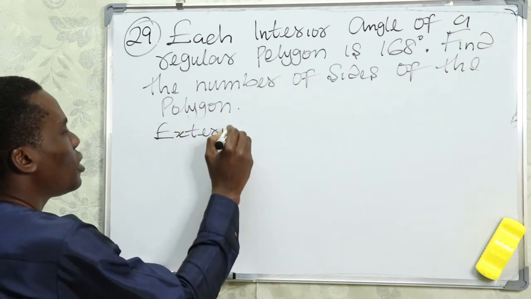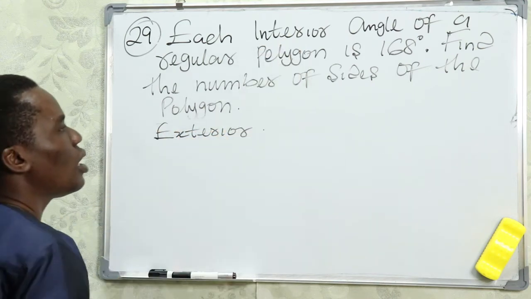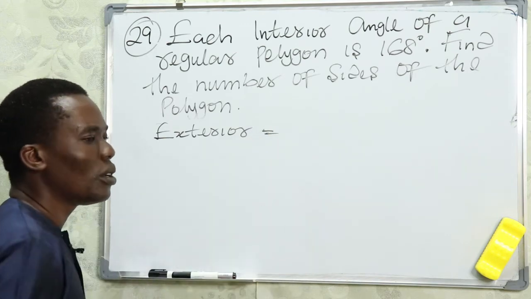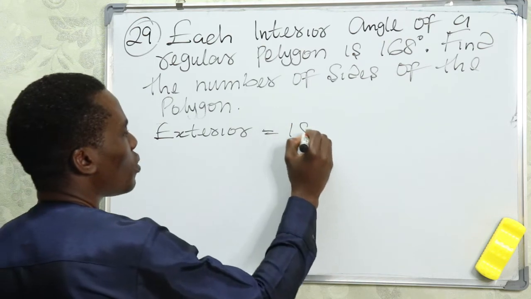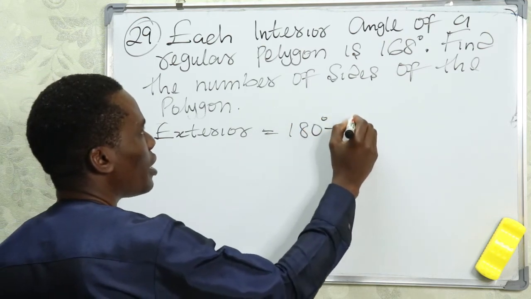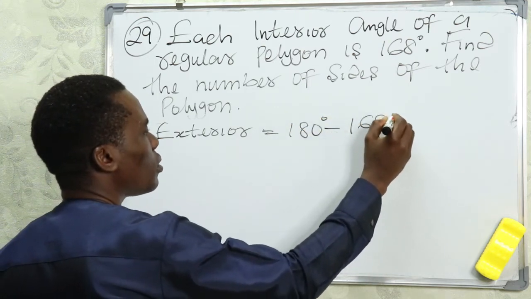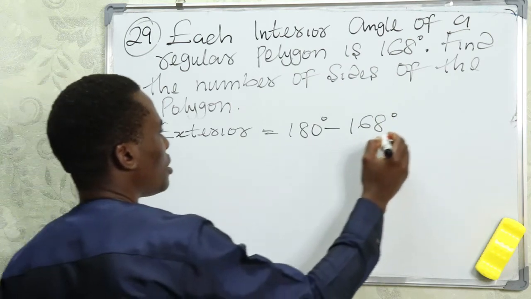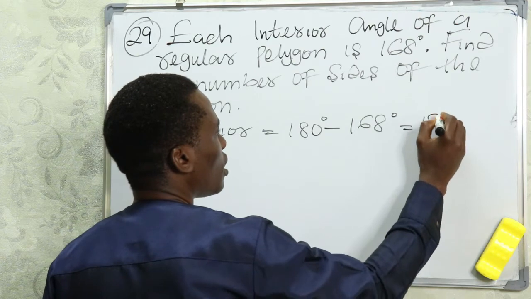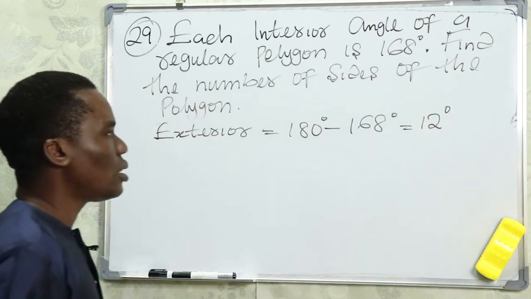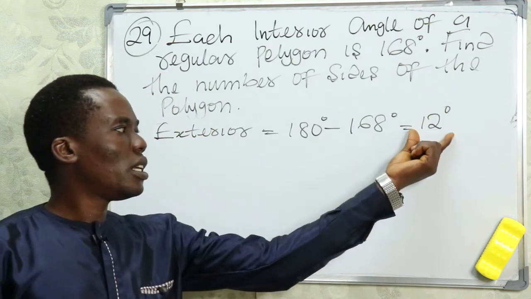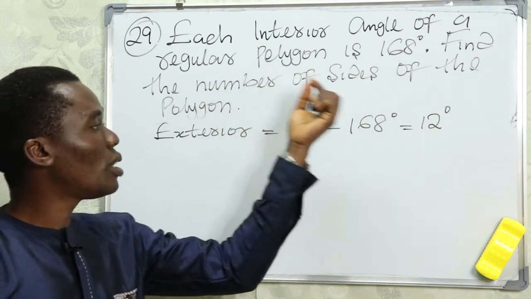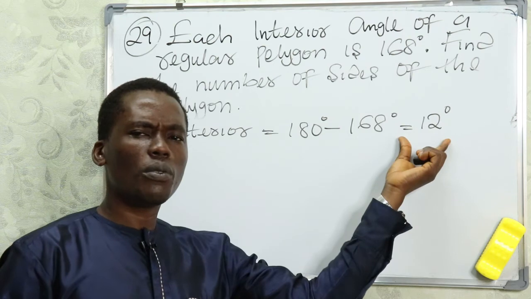Now if the interior angle is 168 degrees, then the exterior angle will be equal to what? 180 degrees minus 168. So if we subtract this, we are going to have 12 degrees. Now that means the exterior angle of each of these regular polygons is 12 degrees.